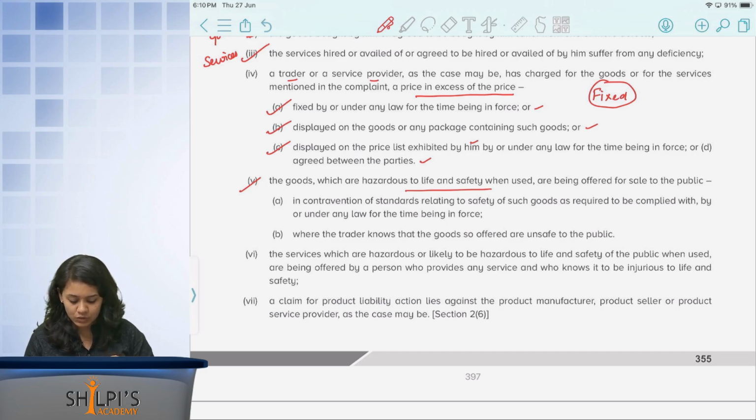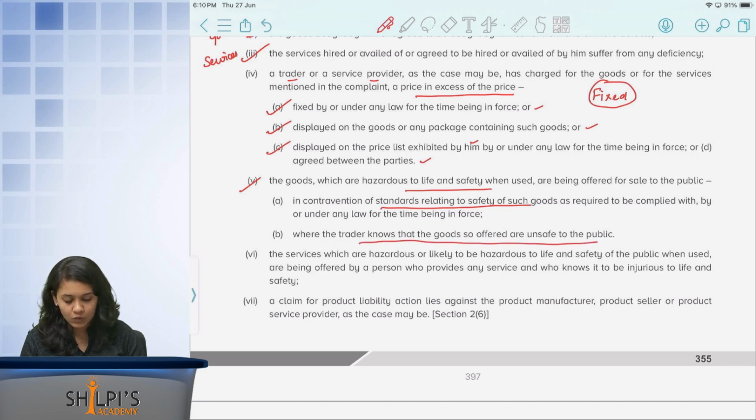And so, they are saying that goods which are hazardous to life and safety in contravention of safety standards, or when the trader himself knows them to be unsafe to the public. There are two criteria over here. If there is a safety standard, he has violated them, or if the trader himself knew that this is going to cause damage and went ahead and sold it to the public. Similarly to point 5, we have point 6. While this is for goods, we have this with regards to services. Services are anything which can be hazardous to life and safety of the public, and it is offered by someone who knows that it can cause harm.